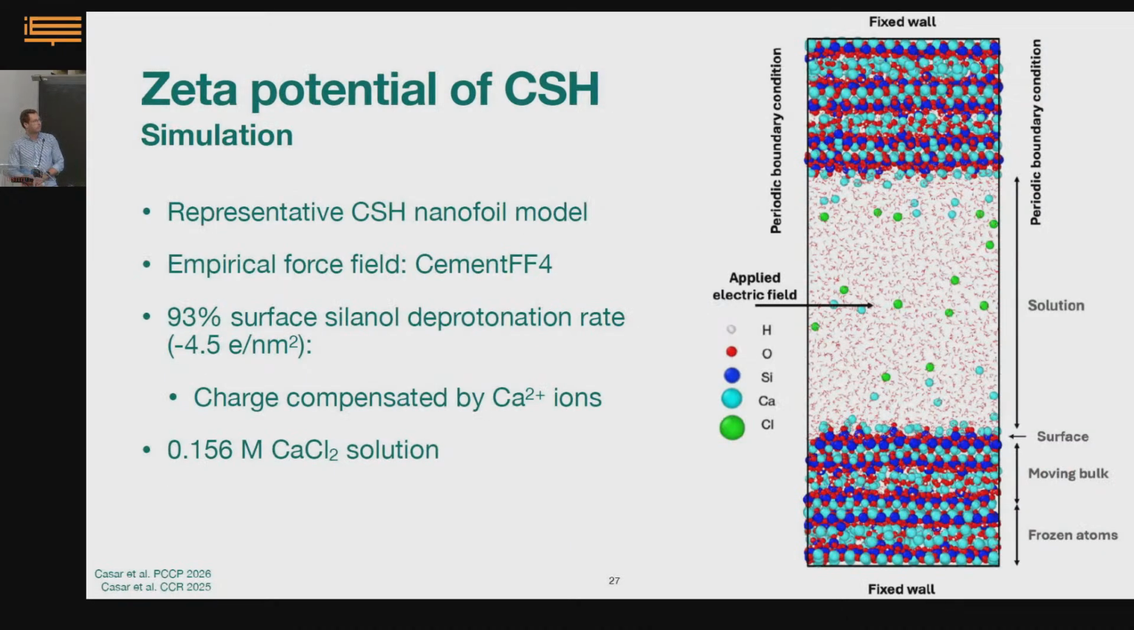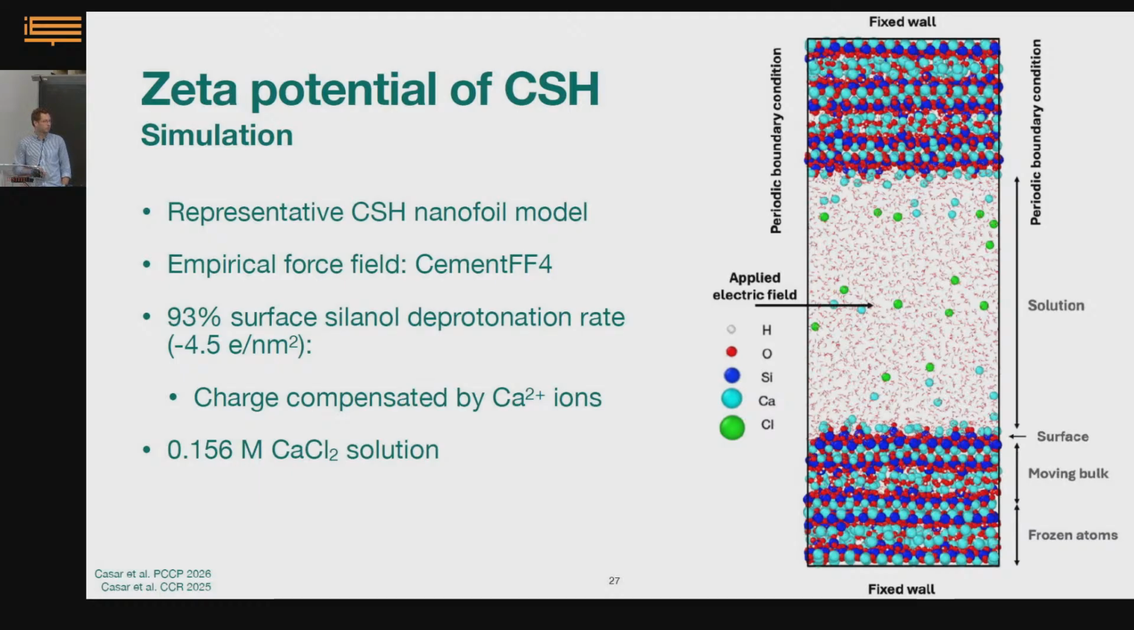But then we were doing modeling, so we were wondering what's going on atomistically there. So we used our models, like I showed before. We made a nanofoil. We deprotonated 93% of the surface silanols, which makes heavily negatively charged surfaces. This is the approximated surface charge expected in calcium-rich solution at a pH of 13. And we added calcium, and we also needed anions, so we added chloride to the simulation system, and we simulated.